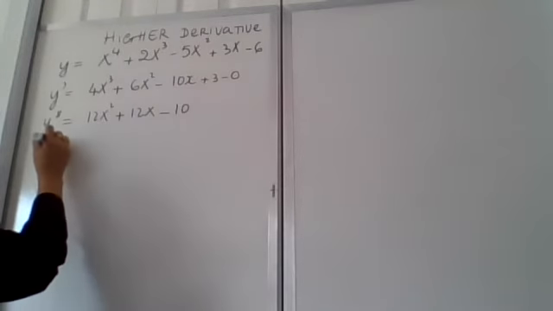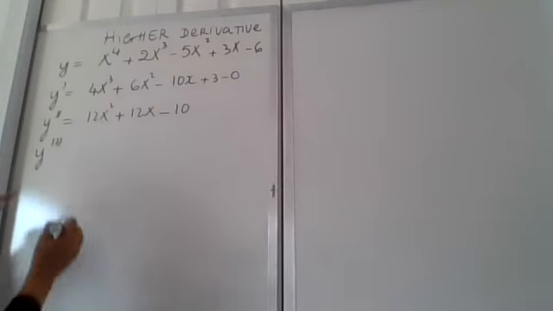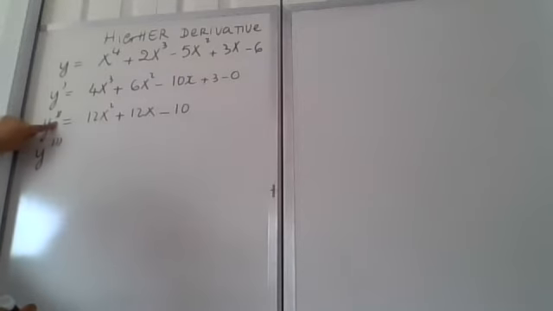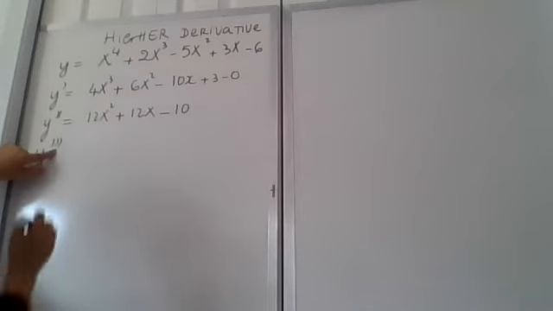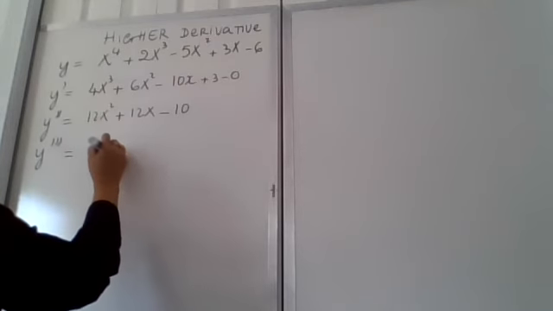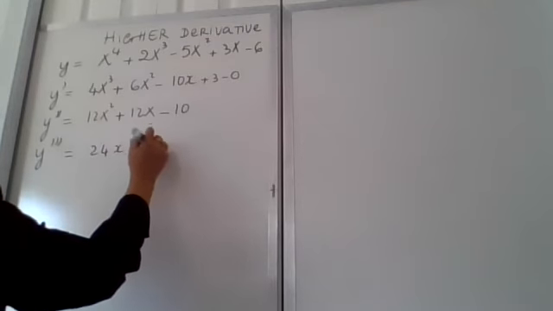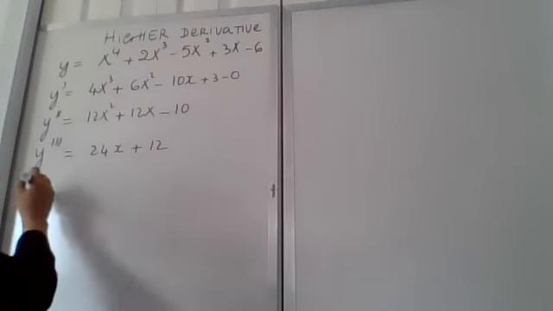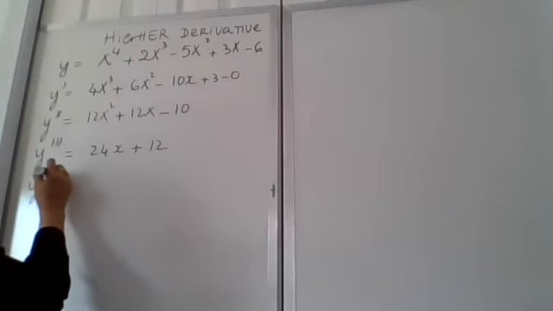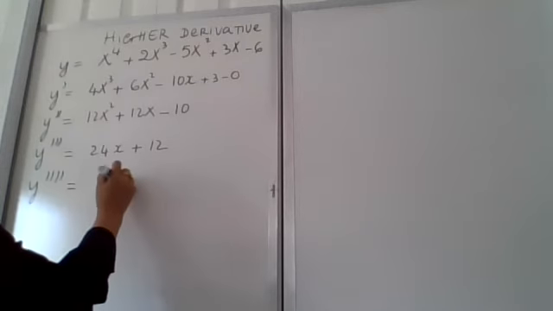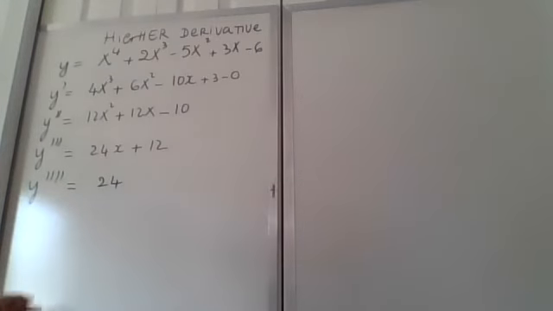So the third derivative, with 3 primes here, will be 24x plus 12. That's the third derivative. Now let's take the last one. The fourth derivative, 4 primes, will be equal to 24. So that's all about the higher derivative.